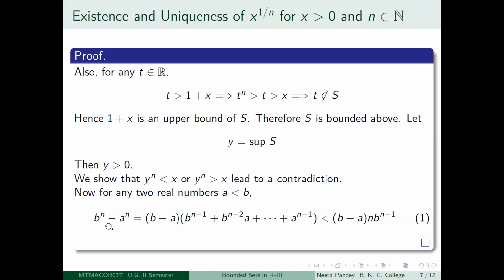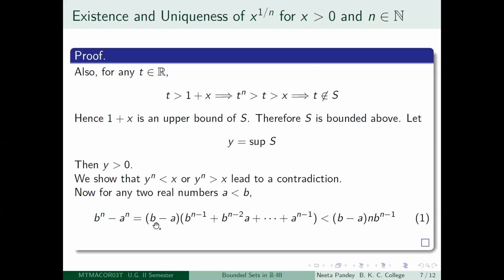Look at b to the power n minus a to the power n. You can take b minus a common from this. You will get b minus a into b to the power n minus 1 plus b to the power n minus 2 a plus b to the power n minus 3 a square plus etc., up to a to the power n minus 1. So from where will you get this formula? Just check that this formula is true.